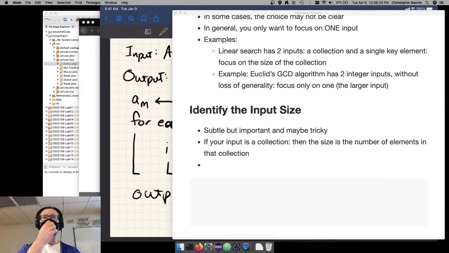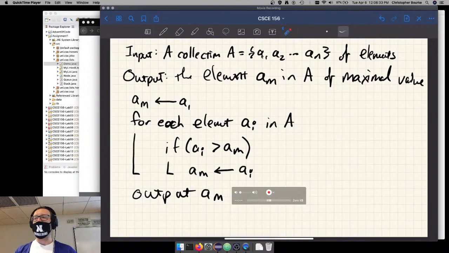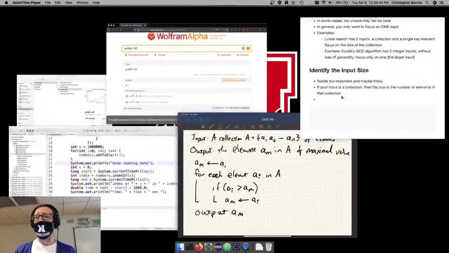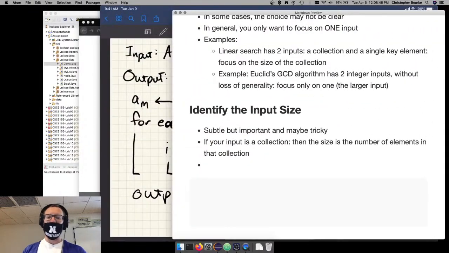And that's why I like to label these a collection A, and it has A1 through AN. That already encodes how big it is. It encodes the input, A, and it encodes the input size, N. There are N elements in that collection. Okay. Say an image, right? Has height and width.